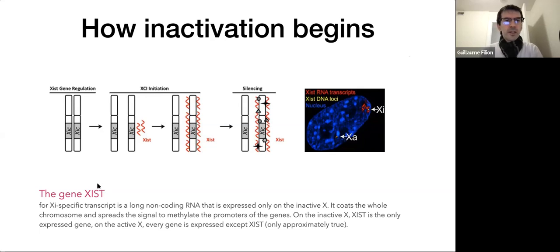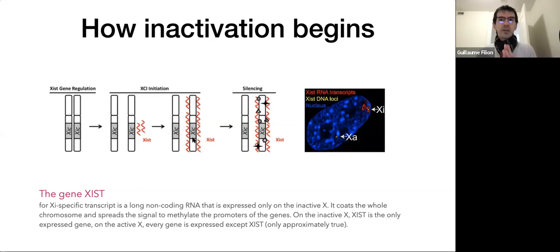So the gene exists for XIST, X-inactive specific transcripts, so Xi is inactive X, that's the way they call it in the field, is a long non-coding RNA that is expressed only on the inactive X. It coats the whole chromosome and spreads the signal to methylate the promoters of the genes. So initially you've got two X chromosomes that are both active, and one of them starts to transcribe the Xist gene. Okay, it starts to activate the transcription of that gene here, and that's the RNA that's here.